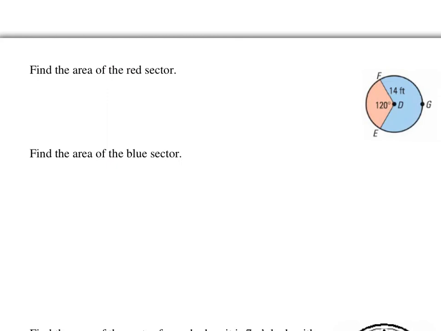This is just another one that I would like you to try on your own. So notice that this is the red portion, and this section over here is the blue portion. So remember, you're taking the degree divided by 360 times pi r squared, and then simplify it. So go ahead, push pause, and when you're ready to check your answers on both of them, then go ahead and push play.